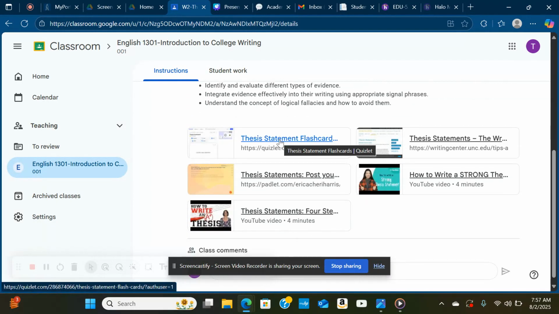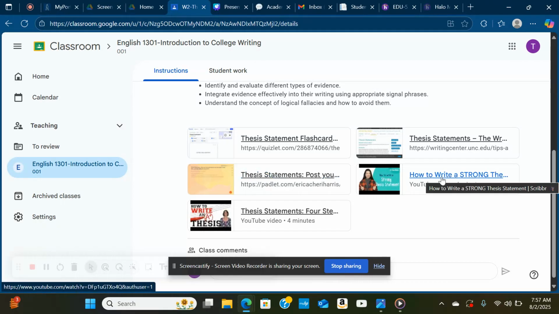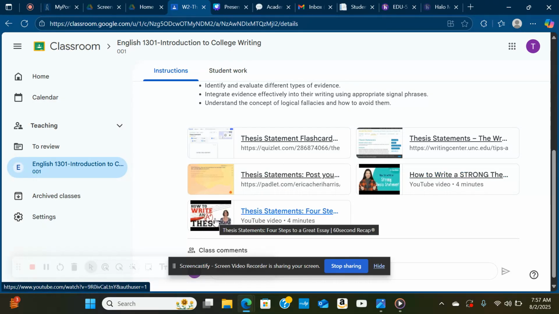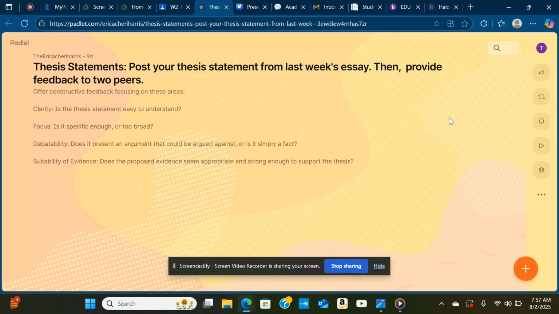The first one is the thesis statement flashcards. The second is the article from the Writing Center over thesis statements. This is the Padlet, and a video how to write a strong thesis statement, and another one optional. Here's the Padlet, and they're actually posting their thesis statement from their essay that they created last week in week 1 and providing feedback to 2 peers.